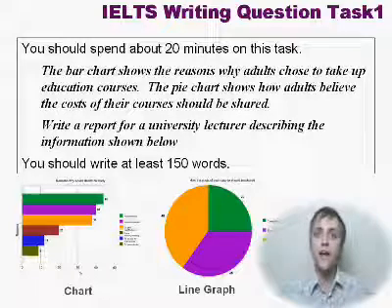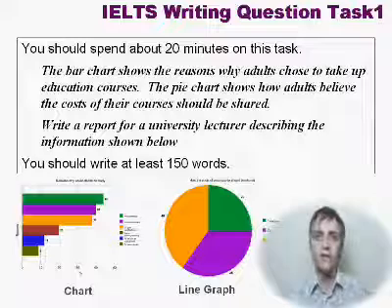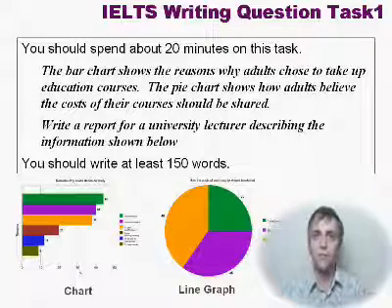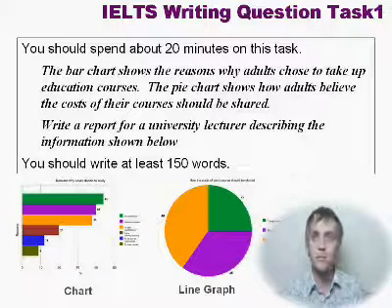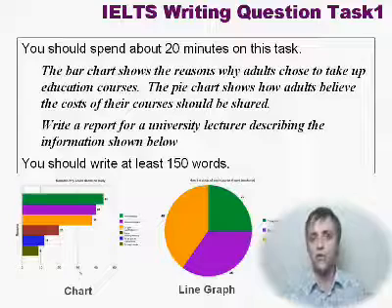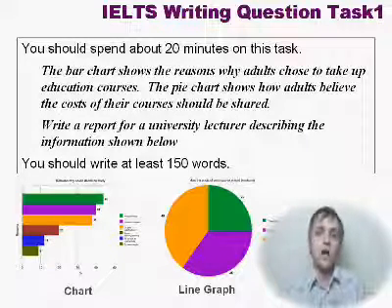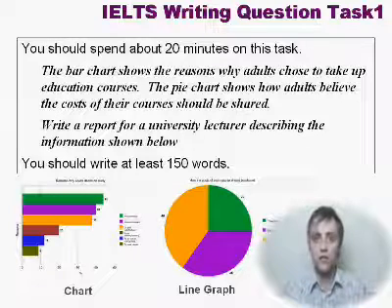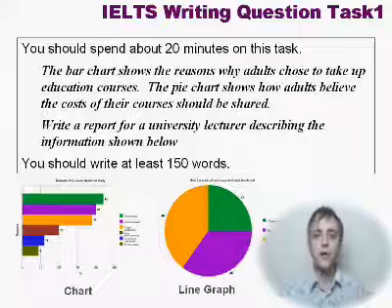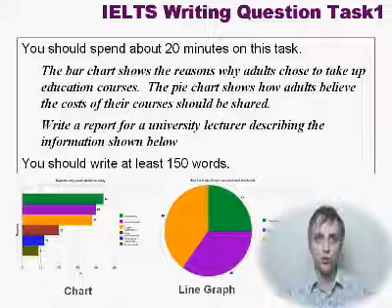So, for example, why did you choose to take the IELTS course? Why are you studying for IELTS? Or why are you taking any of the courses that you're following on ukgate.com? Is it because you want to go to university in an English-speaking country? Do you need IELTS for your employer? Are you studying IELTS because you are interested in it and you want to improve your general English? The second sentence says the bar chart shows how adults believe the costs of their courses should be shared.